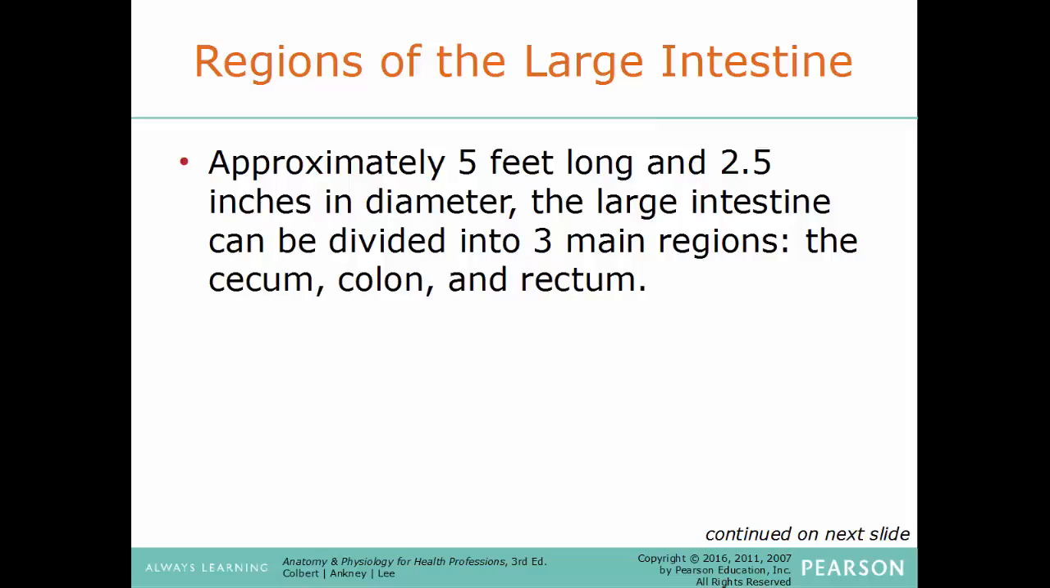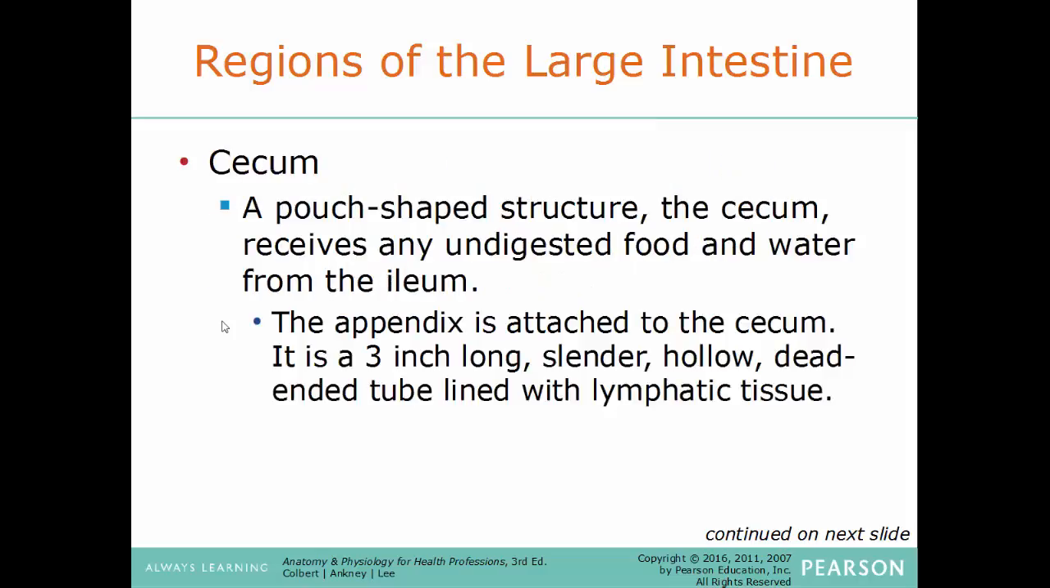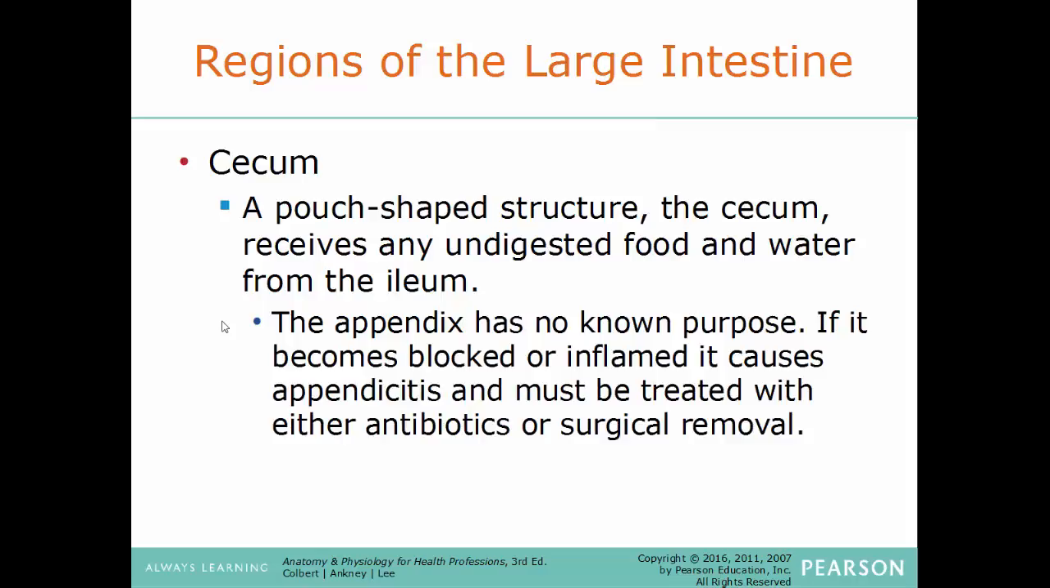The term colon is always a reference to the large intestine. The cecum is a pouch-shaped structure. This is what will receive any undigested food and water from the ileum. Attached here you'll find the appendix, which is about 3 inches long, a slender, hollow, dead-ended tube that's filled with lymphatic tissue. The appendix has no real known purpose and may have a lymphatic purpose or may have a role in your immune system. But it's one of those structures that you can live without and not be that big a deal. If this area becomes blocked or inflamed, it causes appendicitis and must be removed quickly or treated with antibiotics.